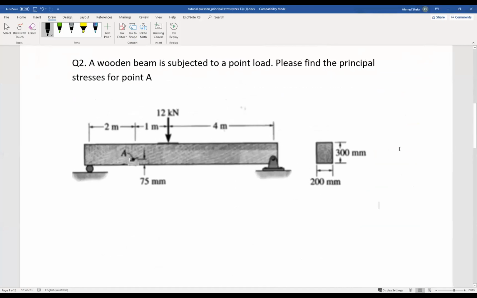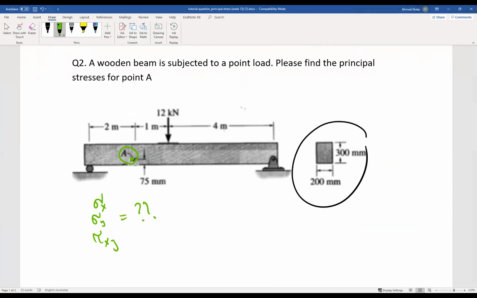This one is combining two ideas. First, we need to find the stresses because, as you see, the element or the cross section here, and here is the element we need to study, element A. So stresses sigma x and sigma y and tau xy are not defined, so we need to find them first. Then the second step is to find sigma 1 and sigma 2 at point A. So it has two steps. And the requirement again here, we need to find the principal stresses for point A.